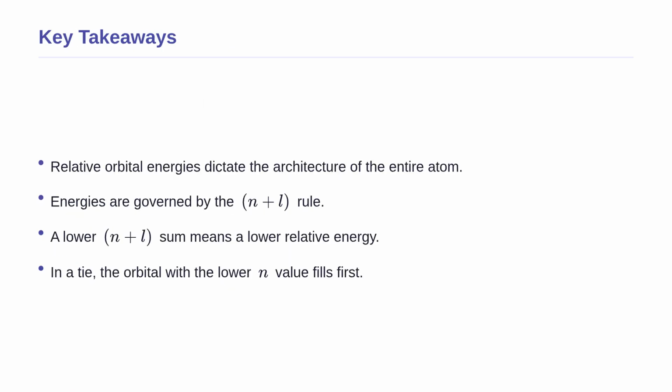We have covered a lot of ground today, so let us review the most important ideas. First, the relative energies of atomic orbitals dictate the architecture and behavior of the entire atom. Second, in multi-electron atoms, these energies are beautifully governed by the n plus L rule, which accounts for both distance and shape. Finally, by simply adding these quantum numbers and using the lower n value as a tiebreaker, you can confidently predict the energy ranking of any orbital.